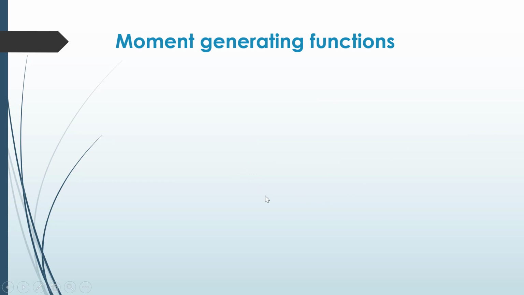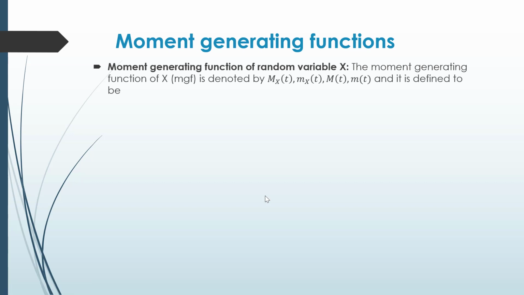Next, moment generating function of random variable x. The moment generating function of x, MGF, is denoted by M_X of t, or M_X(t), M(t), and it is defined to be M_X of t equals the expected value of e to the tx. So in the moment of random variables, we use E of x to the n, but for the moment generating function, we have e to the tx here.